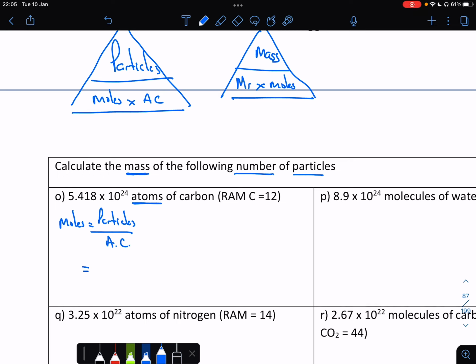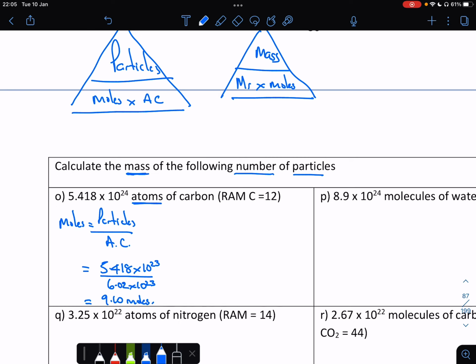So number of particles is 5.418 times 10 to the power of 24, and I divide that by Avogadro's constant, which is 6.02 times 10 to the power of 23. And when you work that out, you get an answer of 9.10 moles.